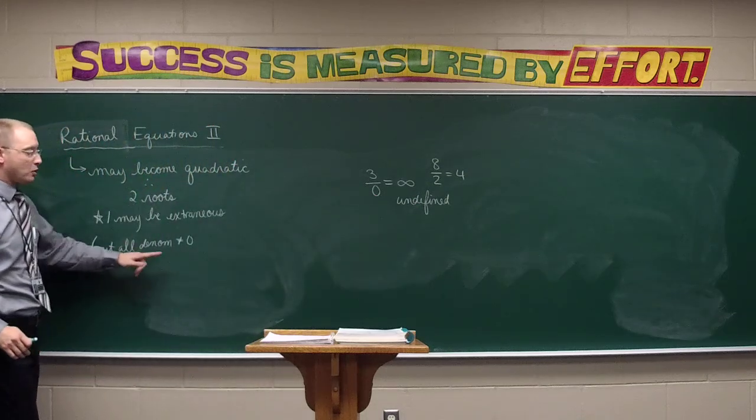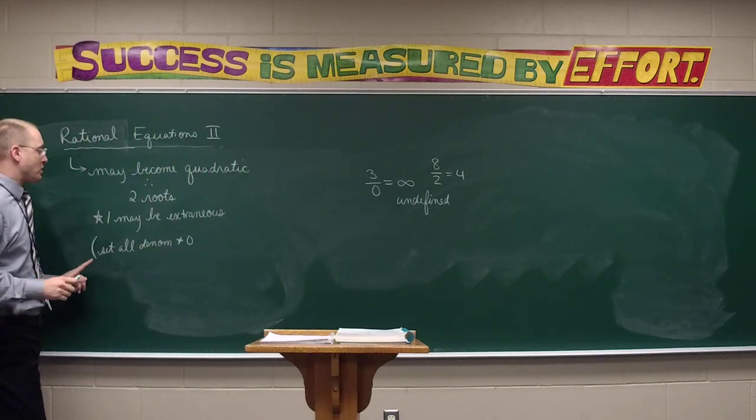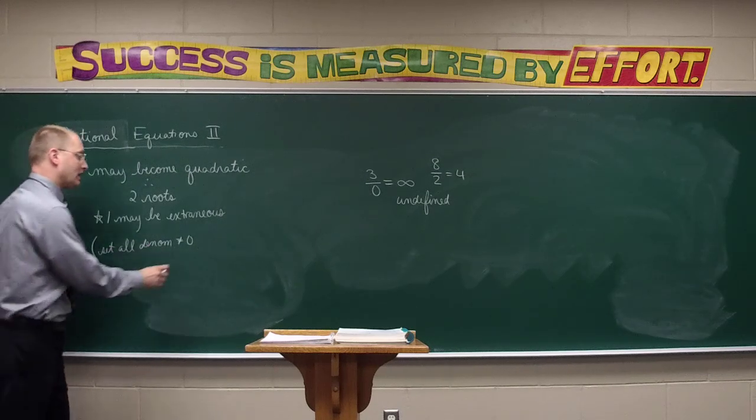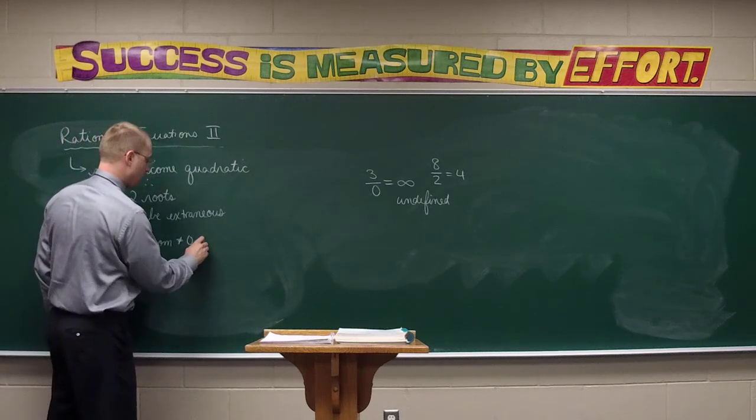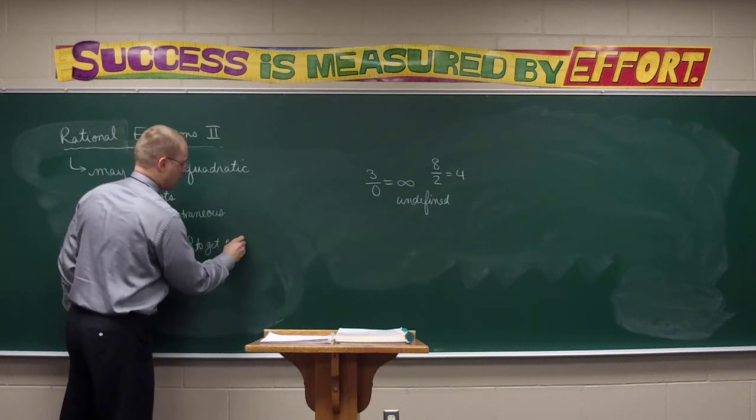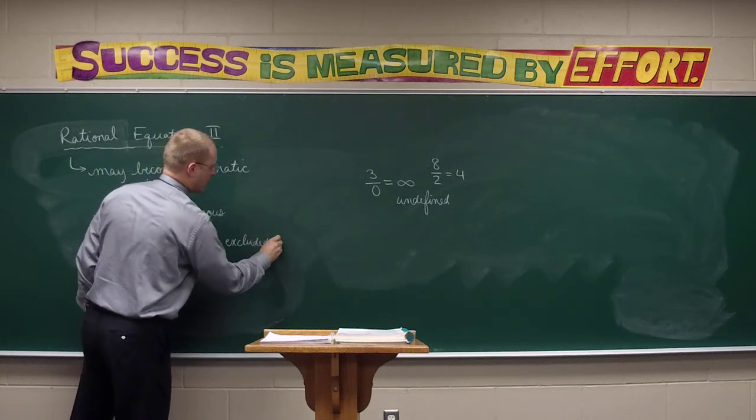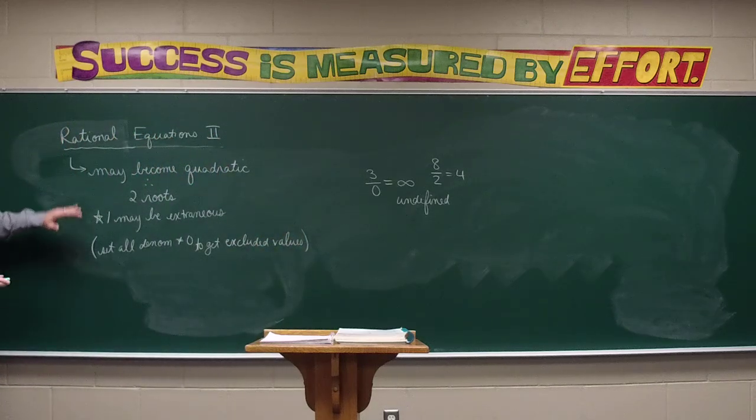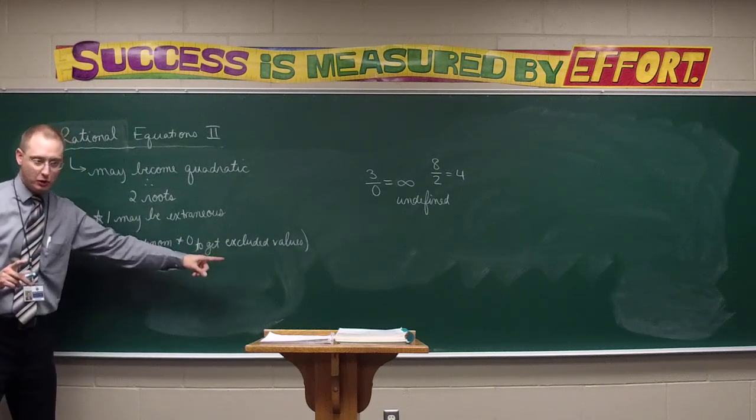In general, anything divided by 0 is undefined. Denominators cannot equal 0. We know that. So when you set all denominators unequal to 0, it will show you a list of excluded values. It is possible that in solving a rational equation that becomes quadratic, one of your roots may be on a list of excluded values.